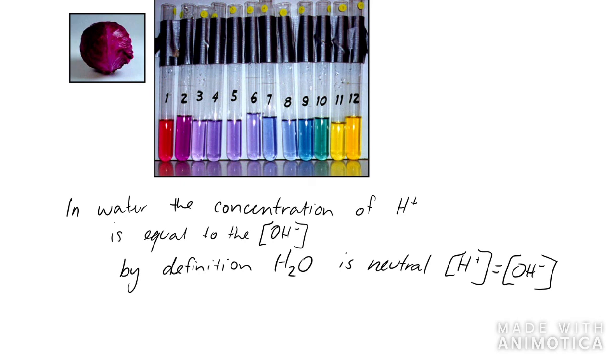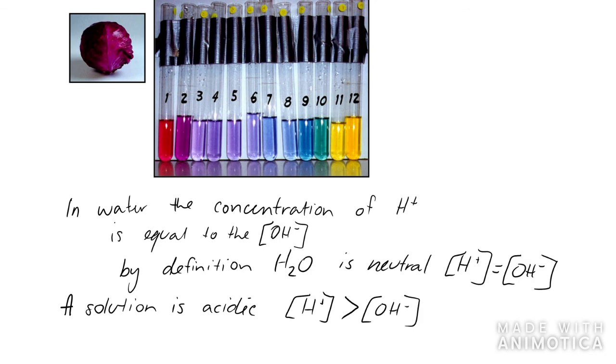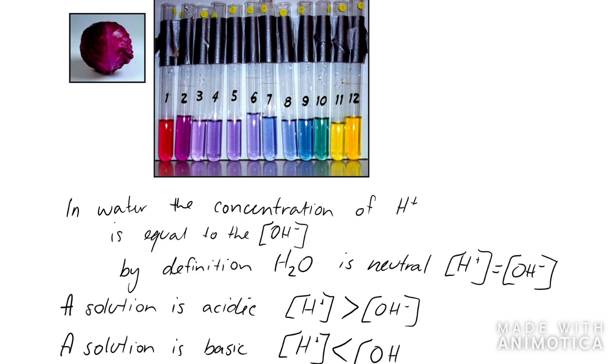If a solution is acidic, the concentration of hydrogen is going to be greater than the concentration of hydroxide. Whereas if a solution is basic, the concentration of hydrogen is going to be less than the concentration of hydroxide.